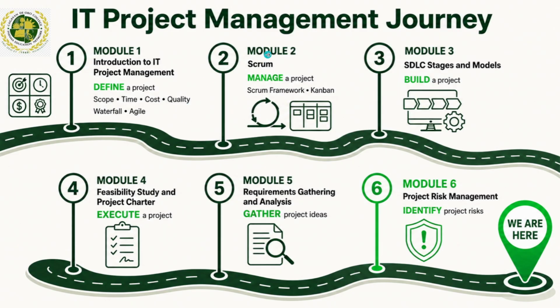So we move on to module two, which is Scrum, a framework for agile. We've learned more about how flexible agile is by using the Scrum framework and also learning Kanban, which is the visual board where we can see the progress of our project. Again, from defining a project, we move on to managing a project. Now in module 3, we learn how to build a project. Since we already know what methodologies are, we've learned where to start building our project.